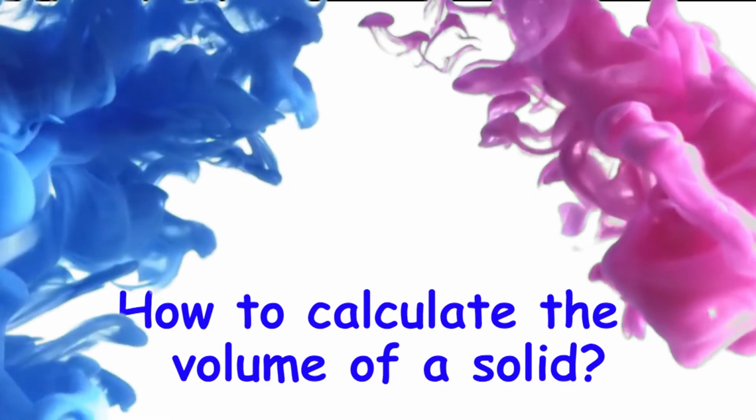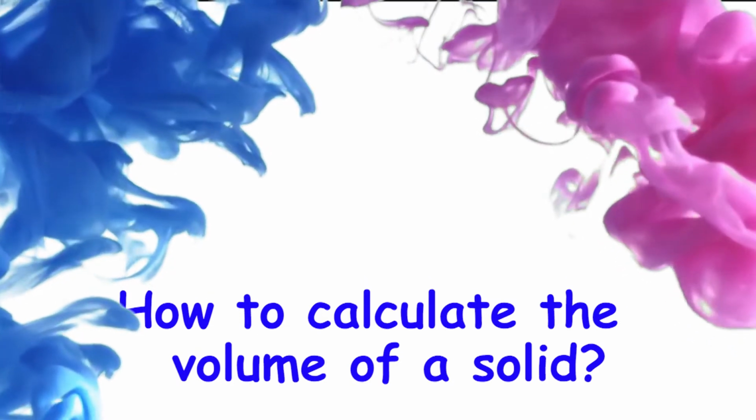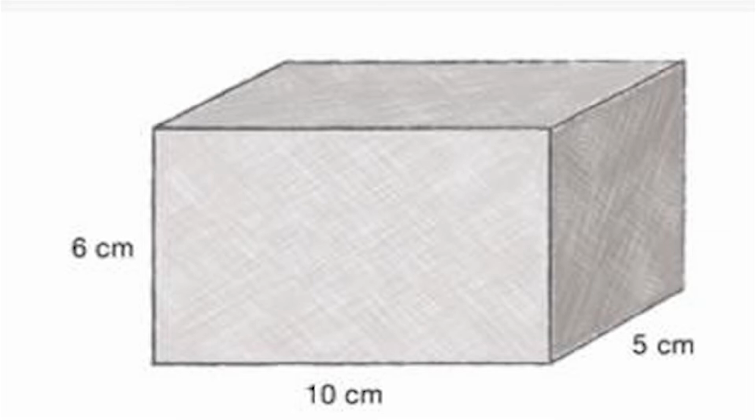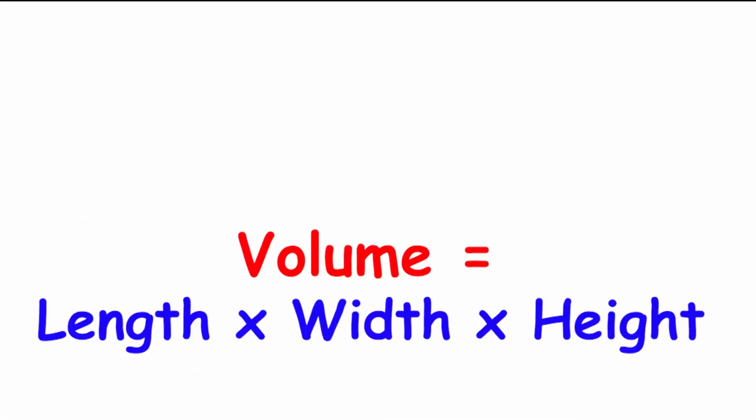But what if I want to measure the volume of a solid? Will I put it in a graduated cylinder? In front of me, this box, which has a rectangular prism shape. In order to know its volume, I'll multiply its dimensions. So, the formula of volume is length times width times height.